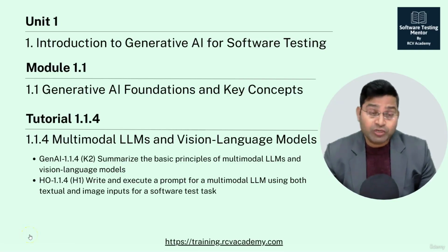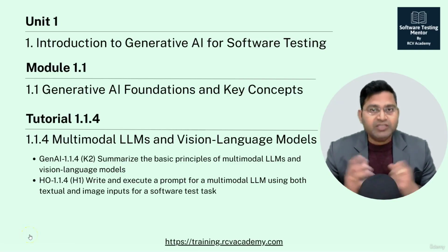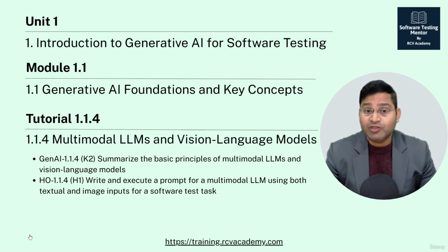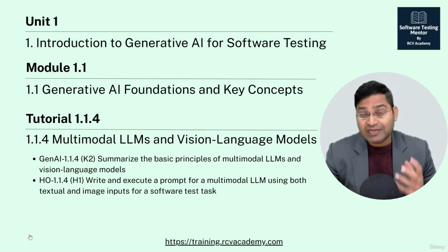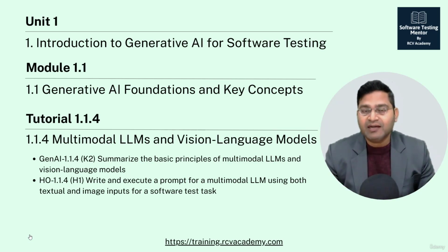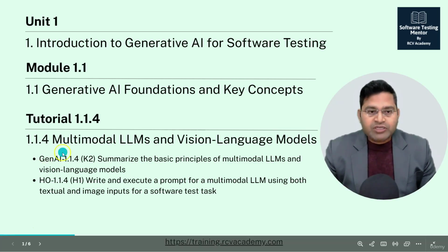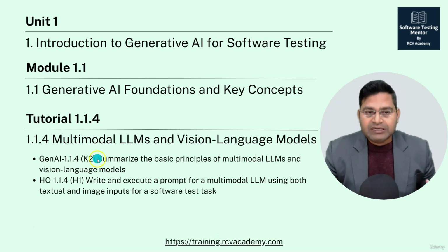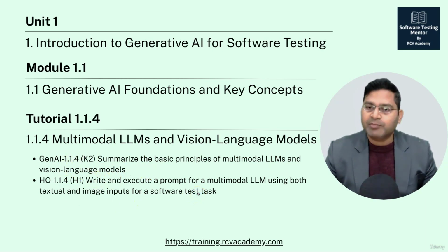So let's continue with tutorial 4 of module 1.1. In this tutorial, we are going to understand about the multimodal large language models and vision language models. We have been talking about large language models, but what exactly multimodal models are, we'll understand in this tutorial. Now, in terms of the syllabus, the learning level is K2: summarize the basic principles of the multimodal LLMs and vision language models. There will be a hands-on exercise, which we'll also try to do in the upcoming videos.